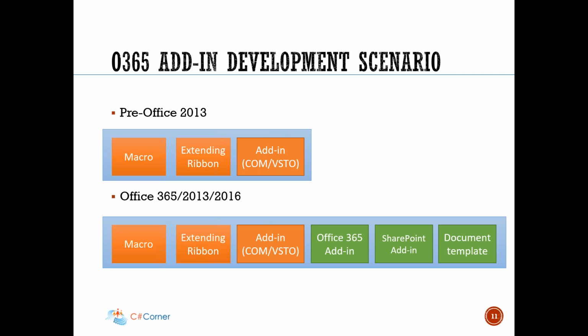In Office 2013 onwards, those development options remain but are not suggested. So if you are starting anew, then in addition to the existing development options, you have the Office 365 add-in option. You also have the SharePoint add-in option, and you have the development of document templates. So what are document templates? When you want to create a new Office document, you can load a particular document template, and then according to that template your content will be formatted. So on top of the existing ones, these are the three new options.